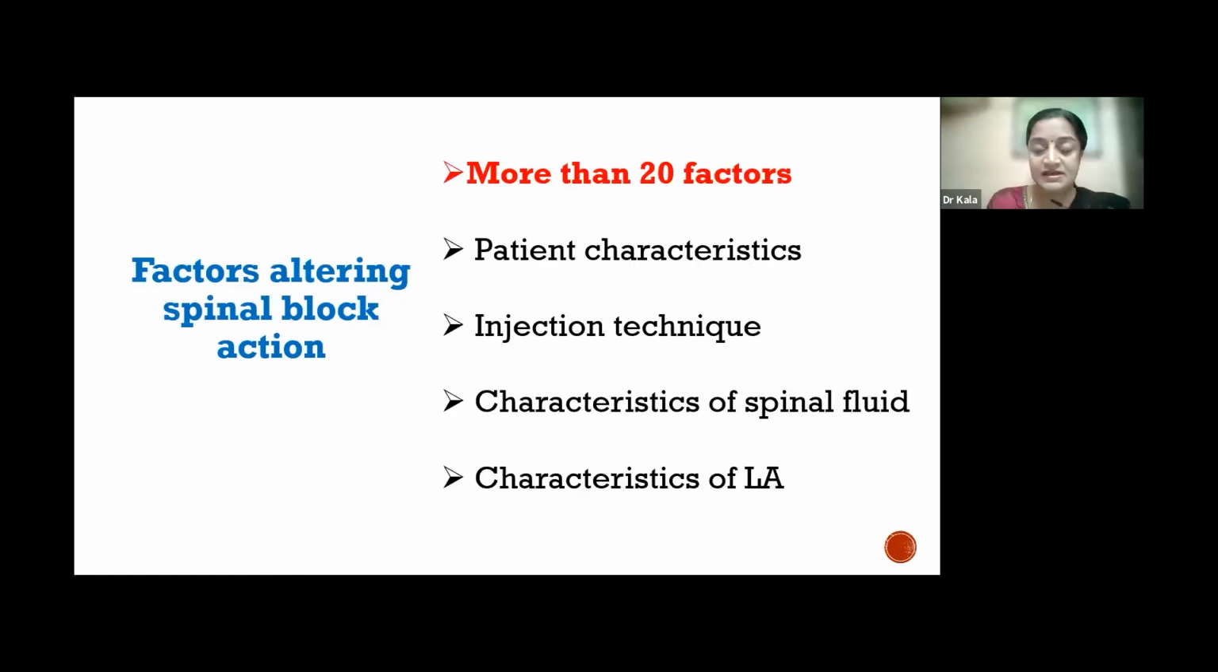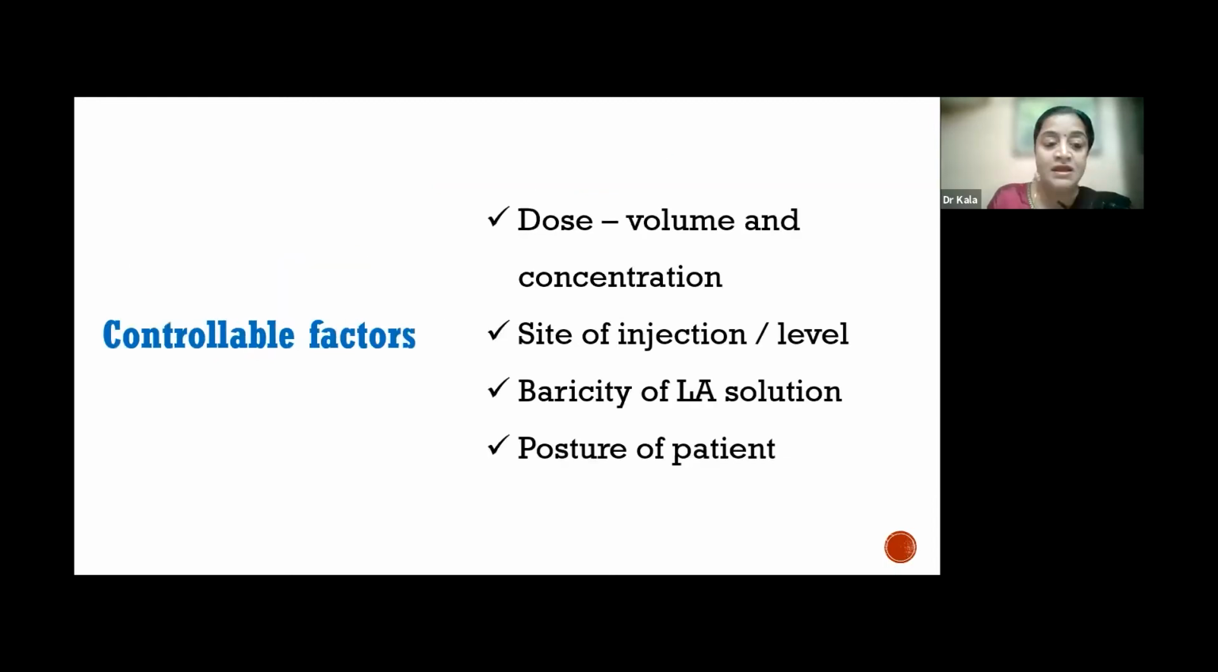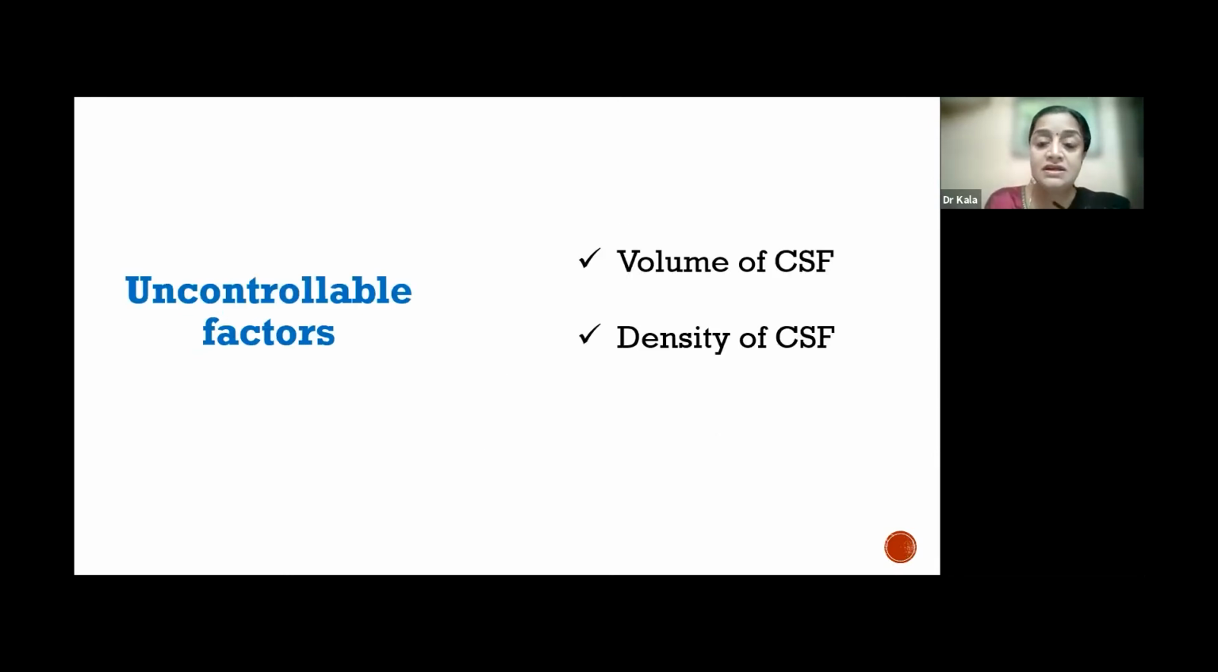More than 20 factors are there, which include the patient characteristics, the injection technique, the characteristics of the spinal fluid, and the characteristics of the local anaesthetic agent itself. Among these, the controllable factors include the dose, that is the volume and concentration of the LA solution, the site of injection or the level at which we enter the subarachnoid space with the spinal needle, the baricity of the LA solution, and finally the posture of the patient. The uncontrollable factors include the volume of the CSF present in that particular patient and the density of the CSF.